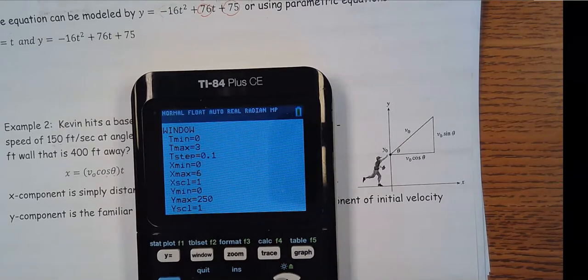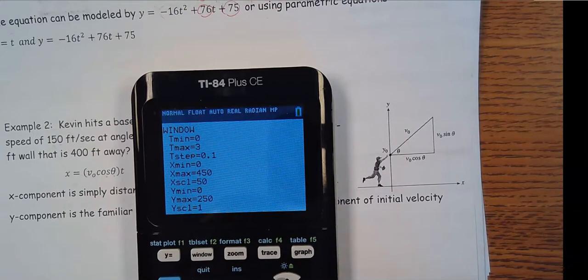If I want to know 400 feet away, maybe I'll do 450 for my x max. Let's do chunks of 50, that way there's not so many marks on there. And then for my y min, well, the ground is 0, and the highest it would probably ever go, maybe I'll just put 80 down. Again, you can come back and change this later.